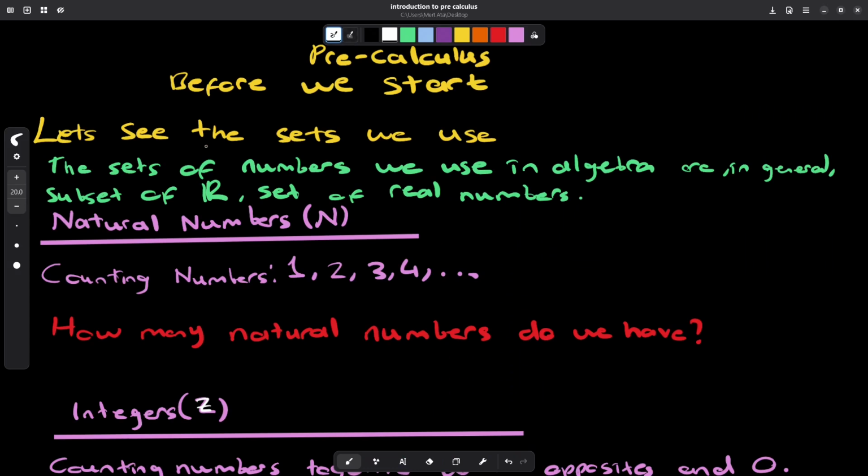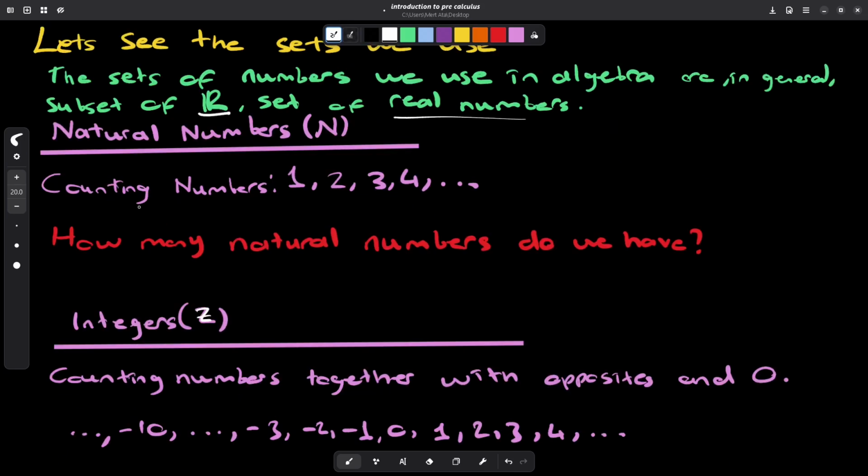Welcome everyone. Let's see the sets we use in algebra and in mathematics. The sets of numbers we use in algebra are in general subsets of R, which is the set of real numbers. We use the capital R to show the set of real numbers. Our first set is natural numbers, a capital N.